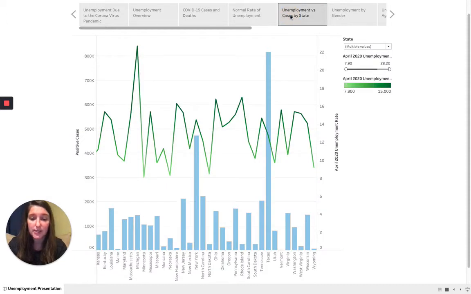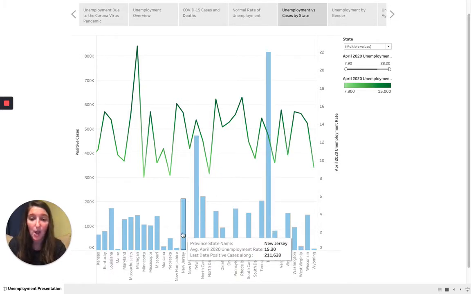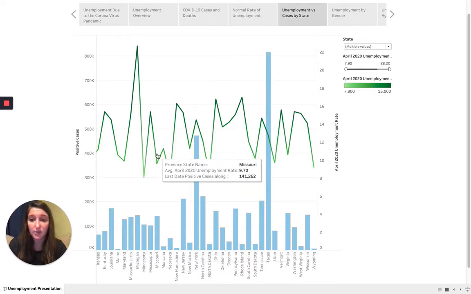So this shows the unemployment rate by color and the number of cases. At the bottom are the states, with the blue bars representing the number of cases in each state. The green line shows the unemployment rate, which is what we're looking at. The peak of COVID-19 unemployment in the United States was 14.7% in April. So the average should be somewhere around 12 to 16%, which would be a pretty standard range.